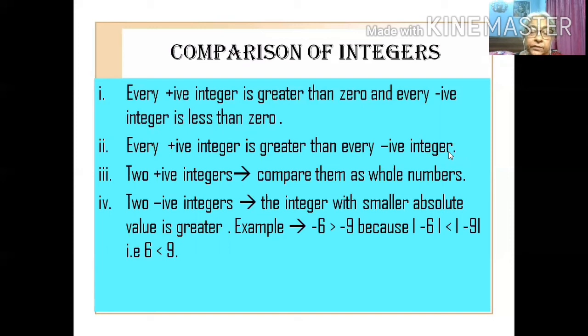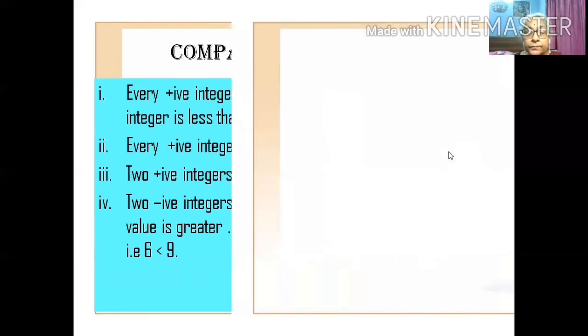Example, -6 is greater than -9 because the absolute value of -6 is less than that of -9.